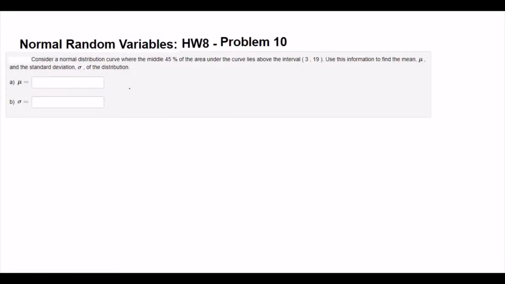Problem number 10. Consider a normal distribution curve where the middle 45% of the area under the curve lies above the interval 3, 19. Use this information to find the mean mu and the standard deviation sigma of the distribution. Let's try to illustrate the situation. We have a bell curve from 3 to 19, and we were given that the area under this curve is 45%.